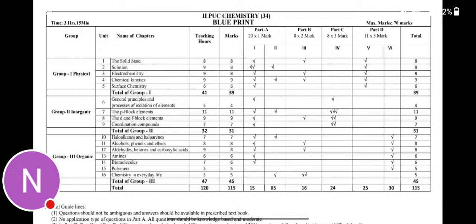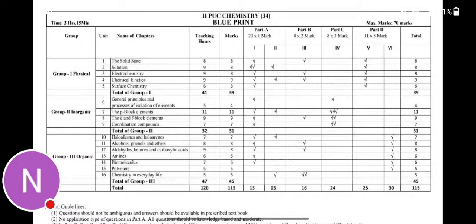And next, the fourth chapter is chemical kinetics. Total teaching hours is 9 hours, and 9 marks are there for this chapter. In that, 1 question is there for 1 mark in part A first main, 1 question for 1 mark in part A second main, 1 question for 2 marks in part B, and 1 question for 5 marks in part D. So total it has 9 marks for the chemical kinetics chapter.